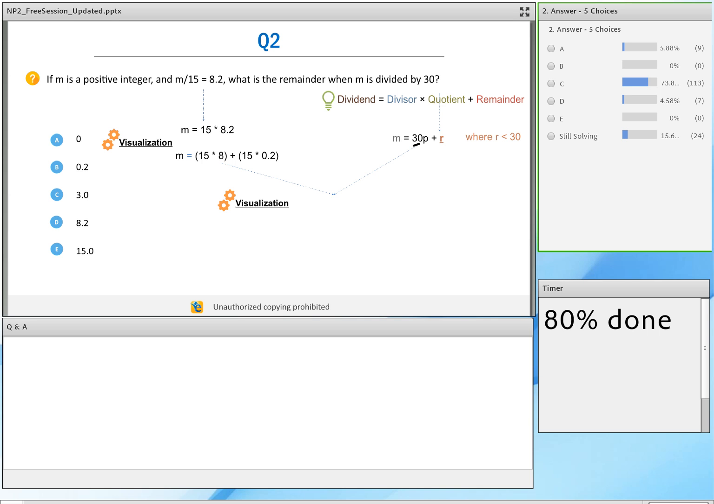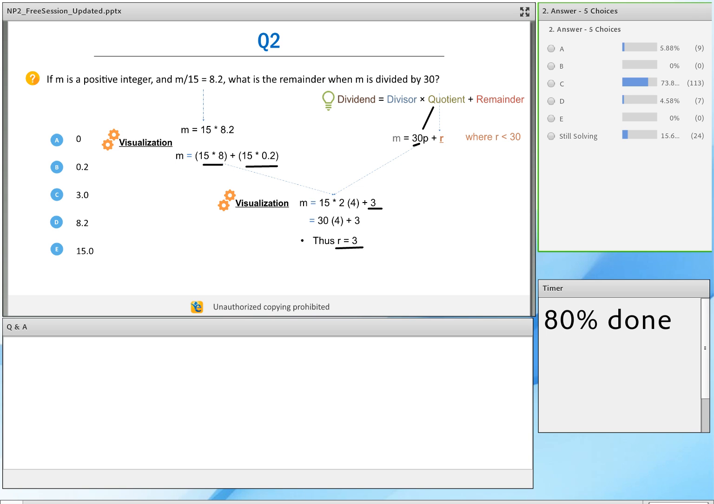We visualize and say, hey, we want to express m as 30 times something. So we look at this part and say, hey, 15 times 2 times 4. And then 15 times 0.2, we do the math over here. That's the only place we do the math, and we get 3. And then this is really 30 times 4 plus 3. Thus, our remainder is 3. Okay. Hopefully, more of you use the Euclidean equation.